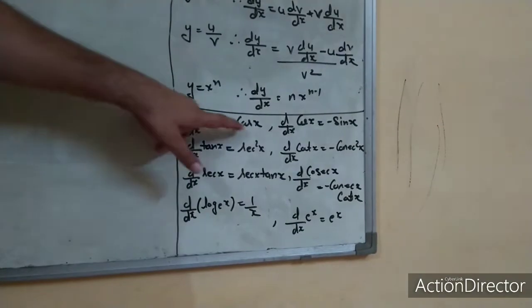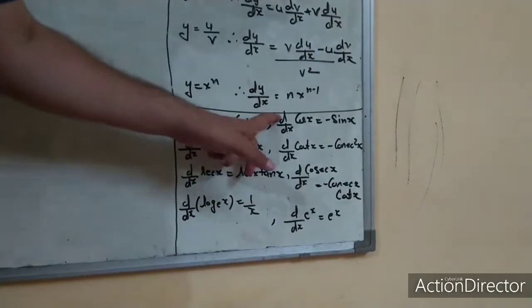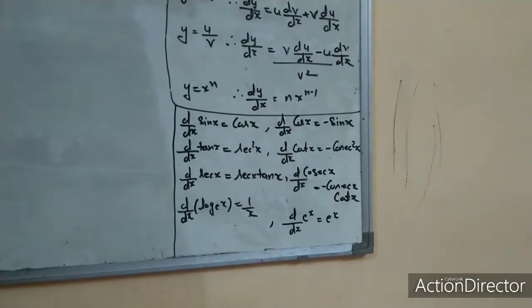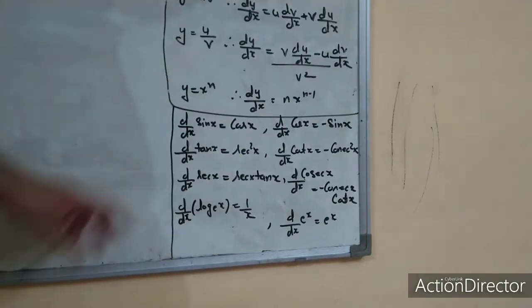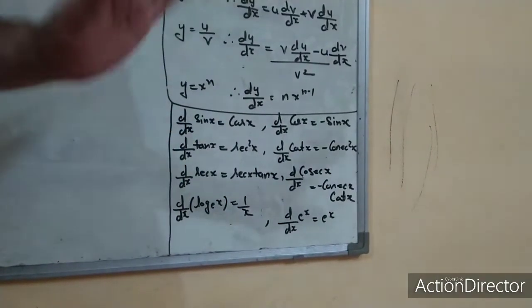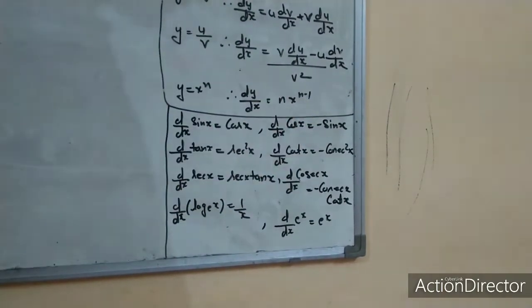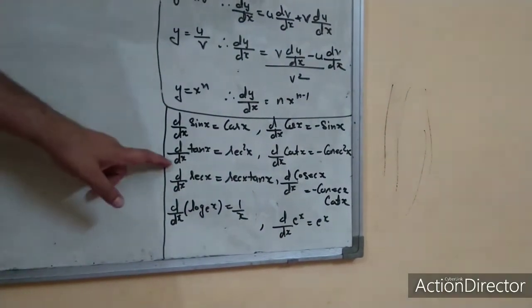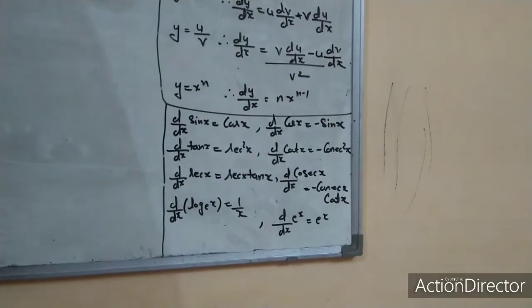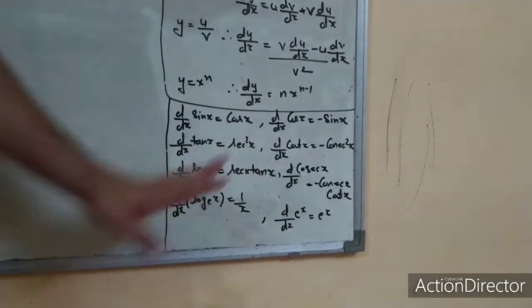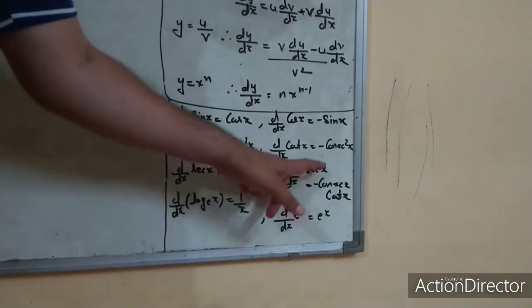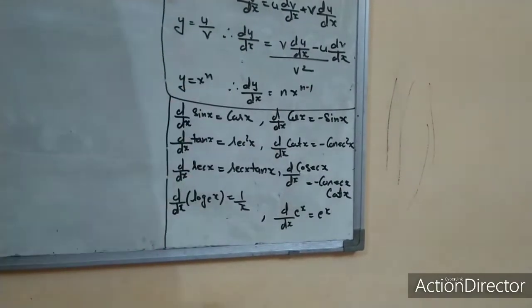Differentiation of sin x is always cos x, but differentiation of cos x is minus sin x. You have to keep in mind. Differentiation of tan x will be sec square x, while differentiation of cot x will be minus cosecant square x. Differentiation of secant x will be secant x tan x, but differentiation of cosecant x will be minus cosecant x cot x.